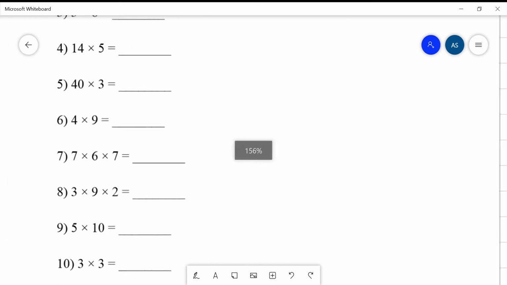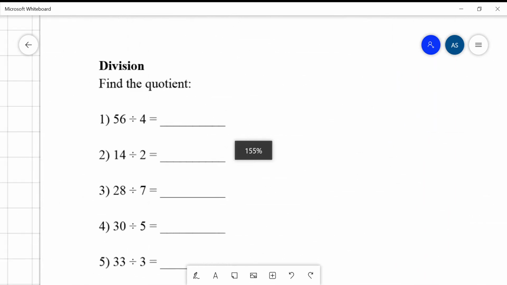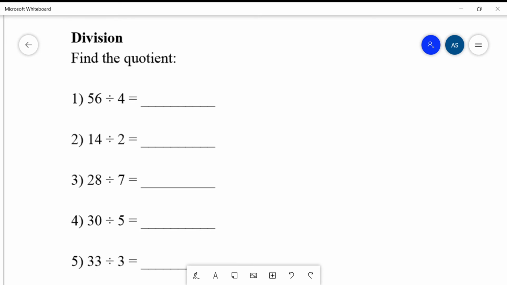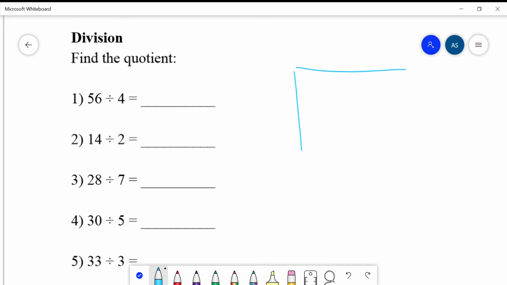Alright, let's move on to our next page. We have divisions. It says to find the quotient. It just means to find the answer, and so that's what we're going to do. So when I do division, I do the house thing, where the big number, the number we're dividing, goes inside the house, and then the number we're dividing by goes outside the house, right?